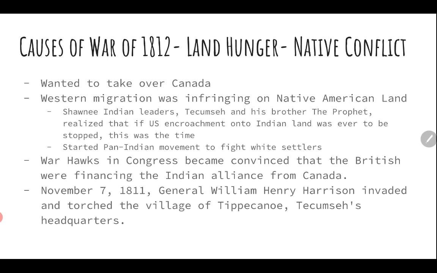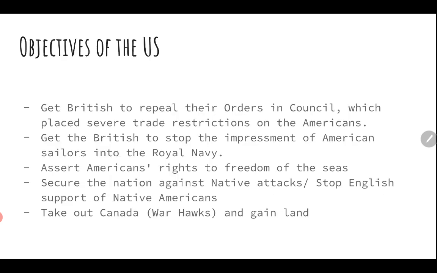One of them is Tecumseh. So, we want to take over Canada. We want to seem strong, and we want to maintain our sovereignty and stop this impressment. These are the reasons we go to war in the War of 1812. Freedom of the seas, take out Canada, gain land, secure the nation against Native American attacks.